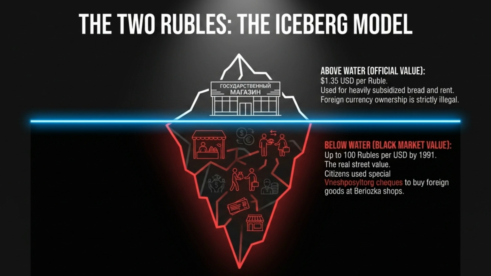The two rubles model illustrates the official and black market values. Officially, the ruble was heavily subsidized. Below the surface, the black market offered the real street value, reaching up to 100 rubles per USD by 1991.